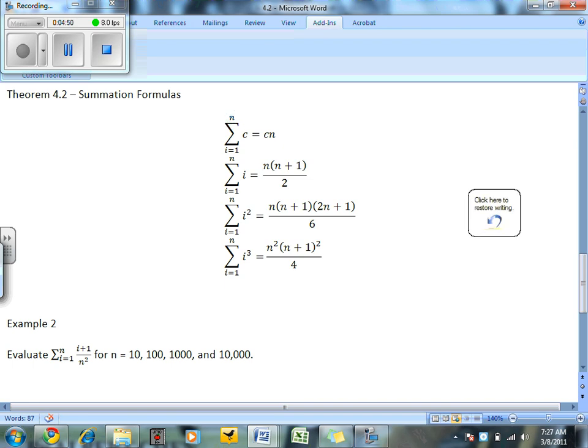The summation of just i can be broken down into this formula down here: n times n plus 1 over 2. The summation of i squared can be broken down into n times n plus 1 times 2n plus 1 over 6. And i cubed can be broken down into n squared times the quantity n plus 1 squared over 4.